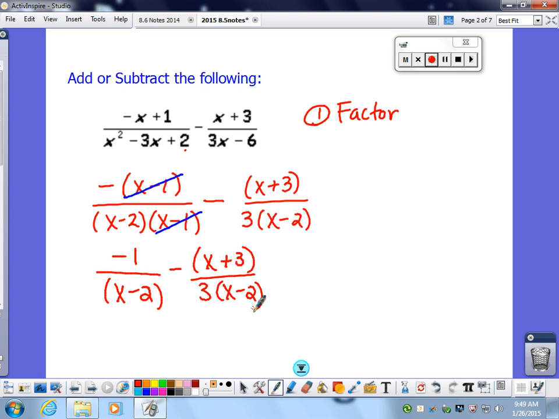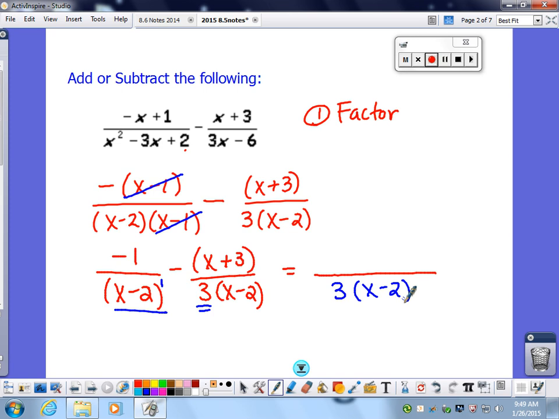Alright, notice we don't have common denominators. The denominators are not exactly the same. So that means we're going to have to do some math to get them to be exactly the same. Alright, to make a common denominator, you want every different factor. So in this case, we have a factor of x minus 2. It's repeated, but the highest power it appears in either one of our expressions is the first power. We also have a 3. So that means our common denominator is going to be 3 times x minus 2.